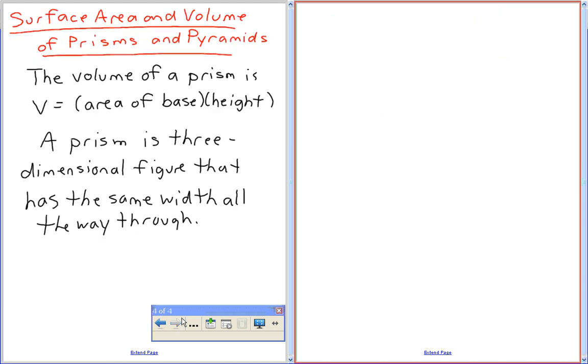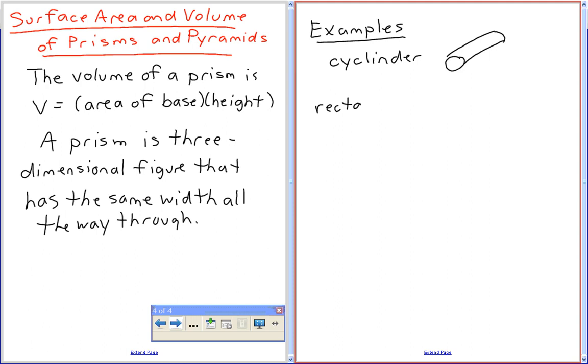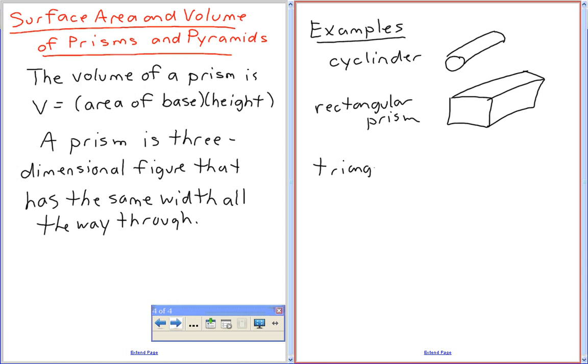The examples are going to be a cylinder. Let's see if I can draw. A cylinder will be a circle on one end like that. There's going to be a rectangular prism. That's a 3D drawing, and a triangular prism. So a triangular prism would be like a Toblerone bar.